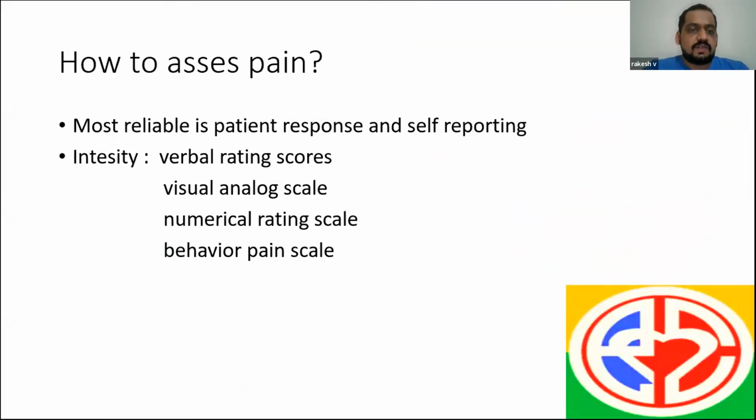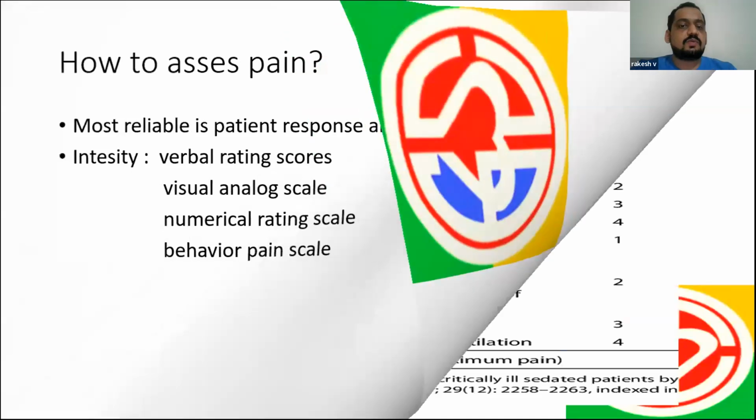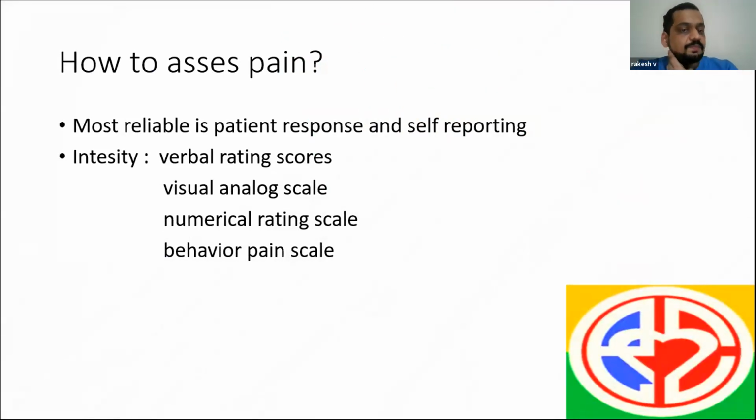So how do we assess pain first of all? The most reliable is the patient's response, rather than the self-reporting on different scales. So you should ask the patient about his pain if the patient is conscious. And when it comes to objective measurements, you have verbal rating scales, the visual analog scale, the numerical rating scale, and the behavioral pain scale.